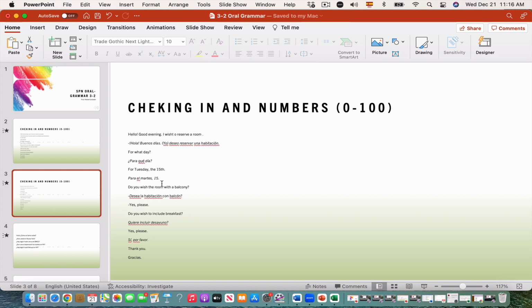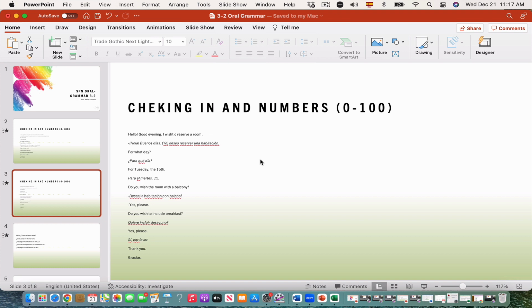For what day? ¿Para qué día? Well, for Tuesday, the 15th. Para el martes, 15. Okay? Do you wish the room with a balcony? Well, in this case, we're going to say, desea la habitación con balcón. Balcón is balcony. Okay? Yes, please. Sí, por favor. Okay? Do you wish to include breakfast? ¿Quiere incluir desayuno? Yes, please. Sí, por favor. Okay? Thank you. Gracias.